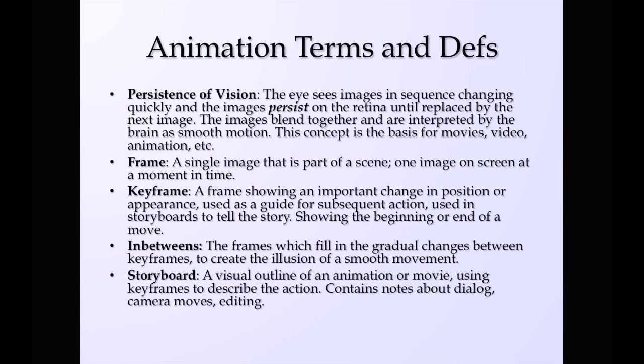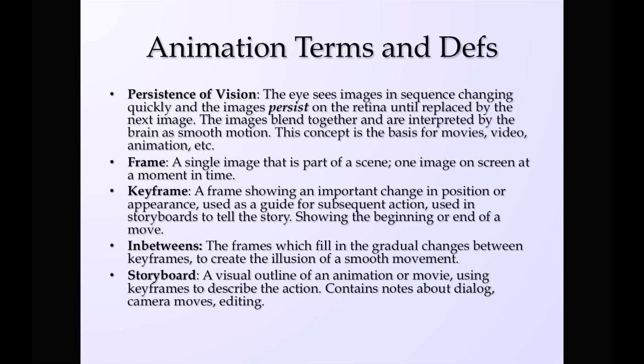In-betweens are the frames which fill in the gradual changes between the keyframes to create the illusion of a smooth movement. And in computer programs that do animation, when you have in-betweens, it's because you have one keyframe and then further in time on the timeline, another keyframe. And the in-betweens are actually just locations on the timeline where the computer is trying to interpret the position where it would be by taking points on the timeline between those two keyframes and interpolating how different the position would be.